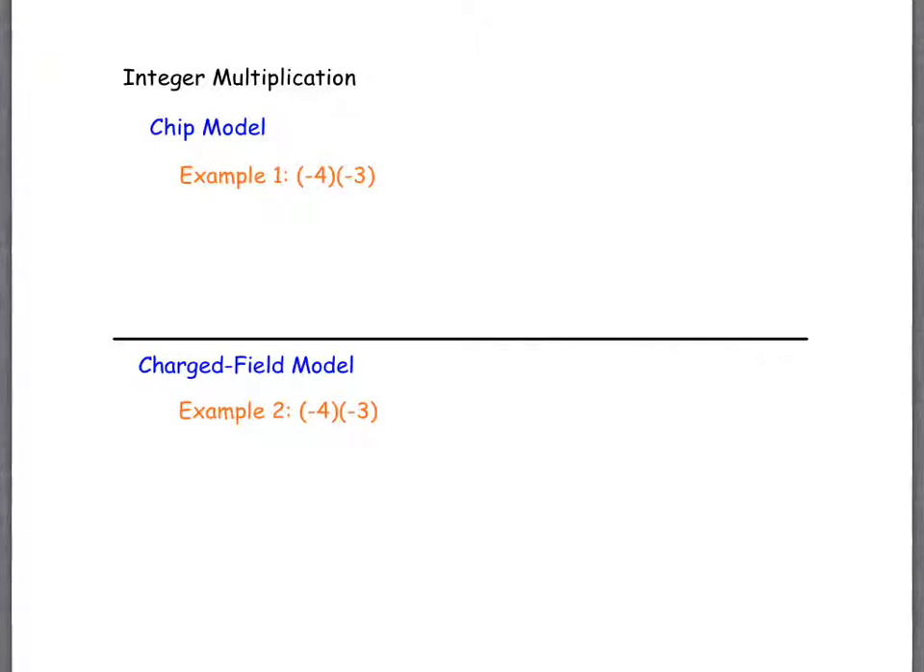I want to show you what it looks like for the chip model and the equivalent charged field model for this description. Let me write out what these are actually telling us, and then I'll show you a picture that works like a visual for what's happening. This -4 right here says to remove, or take away, 4 groups. So -4, remove 4 groups.